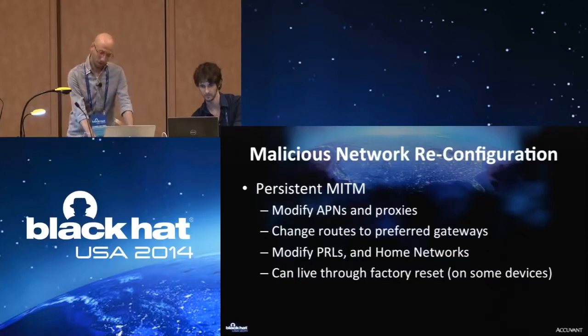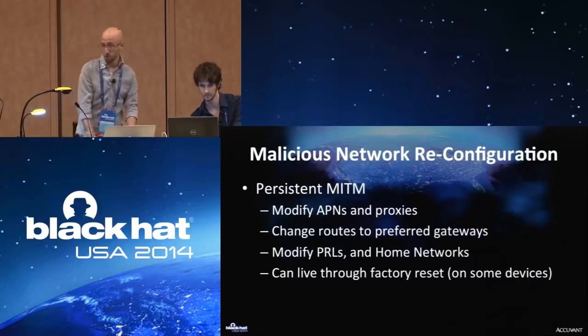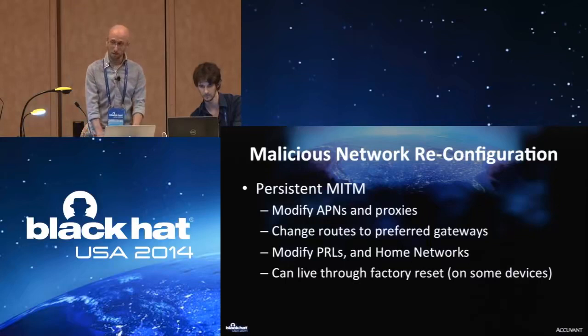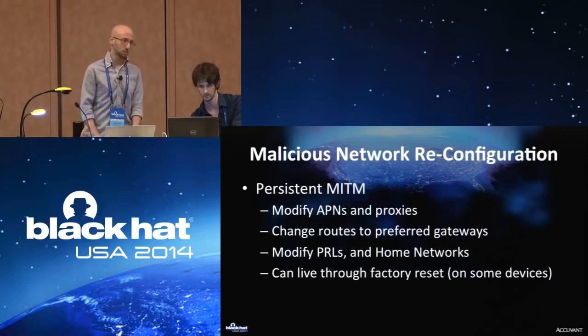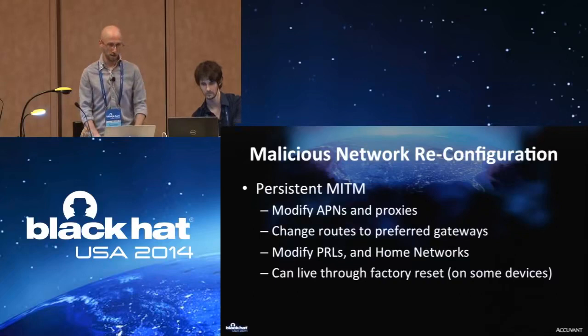So, other interesting portions: it allows us to modify your preferred roaming lists, your home networks, anything that you are seeing on your device, we can tell it otherwise. You think you're connecting to one carrier and you are connecting to someone else. You think your route is going through standard gateways, and it is not. And these are usually settings that you have no access to whatsoever, especially on lockdown devices.